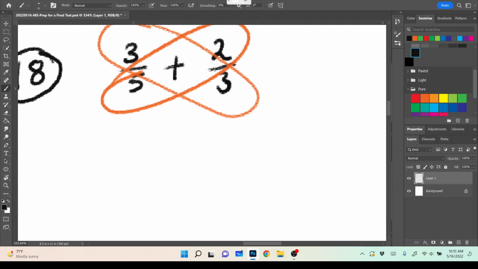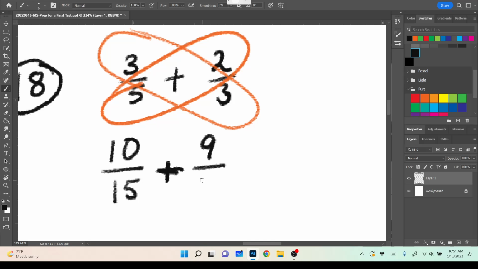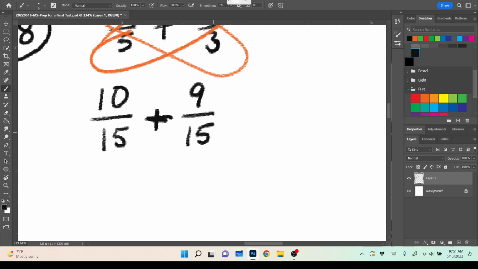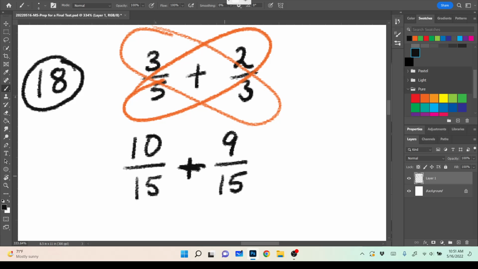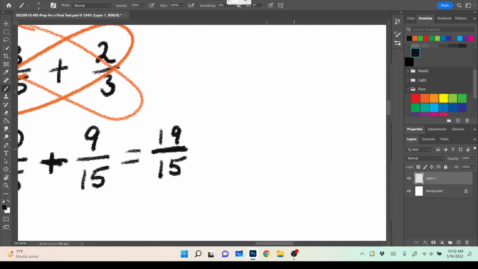But I, you know, 5 times 2 is 10, over 3 times 5, which is 15, plus 3 times 3 is 9, still over 15. What's 10 plus 9? It's 19. So we've got 19/15. At this point in our math career, we don't like to leave things as an improper fraction. So what do we need to do with that?